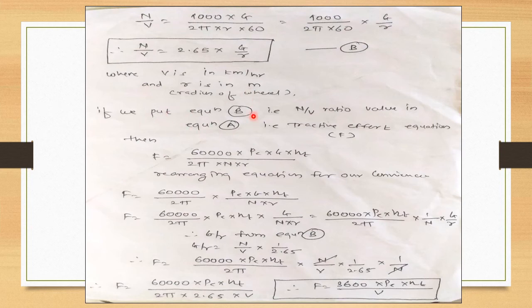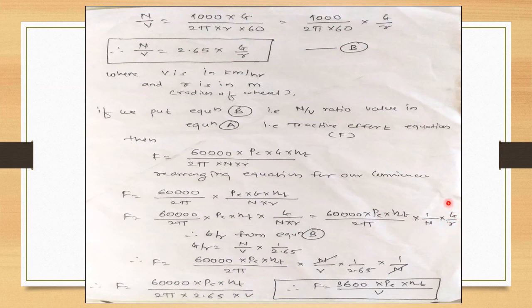So if we put the equation B, that is the N upon V ratio value, in equation A, that is the tractive effort equation, then F is equal to 60,000 into P into G into eta t divided by twice pi into N into R. Rearranging for our convenience: F is equal to 60,000 divided by twice pi into P into eta t into G divided by N into R, so is equal to 60,000 into P into eta t divided by twice pi into 1 upon N into G by R.